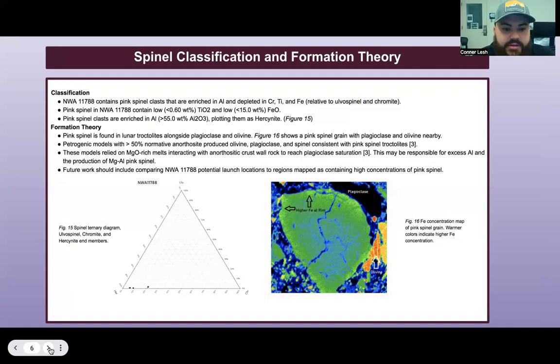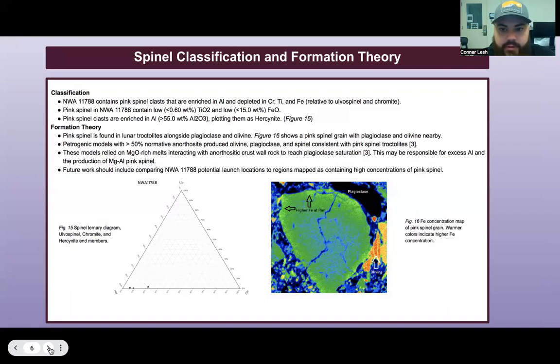So one of the possibilities for why all this aluminum was in the original melt could be because you have a magnesium oxide melt that interacted with anorthositic crust wall rock, and this allowed the magma to reach plagioclase saturation. So this may be responsible for the excess aluminum causing the crystallization of a magnesium aluminum pink spinel. And this can be backed up by petrogenic models with greater than 50% normative anorthosite, because these models produced olivine, plagioclase, and spinel consistent with pink spinel troctolites.